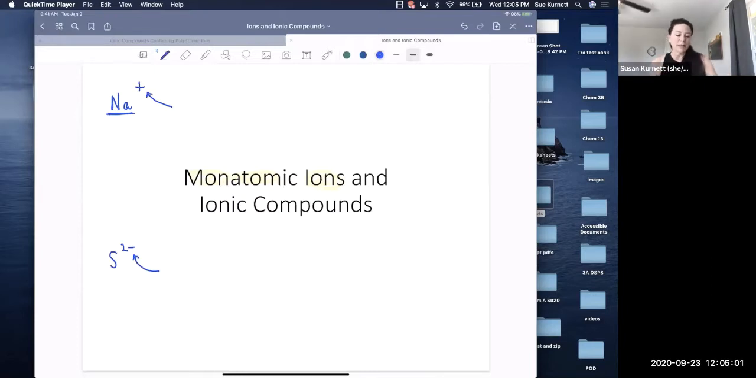So monatomic does not mean polyatomic, the opposite of that. And polyatomic means many atom chunks that have gained or lost electrons. And so we could have polyatomic ions that are positive. This one is called ammonium ion. You need to make a flashcard and memorize that. We could have polyatomic ions that are negative. This one is called sulfate.